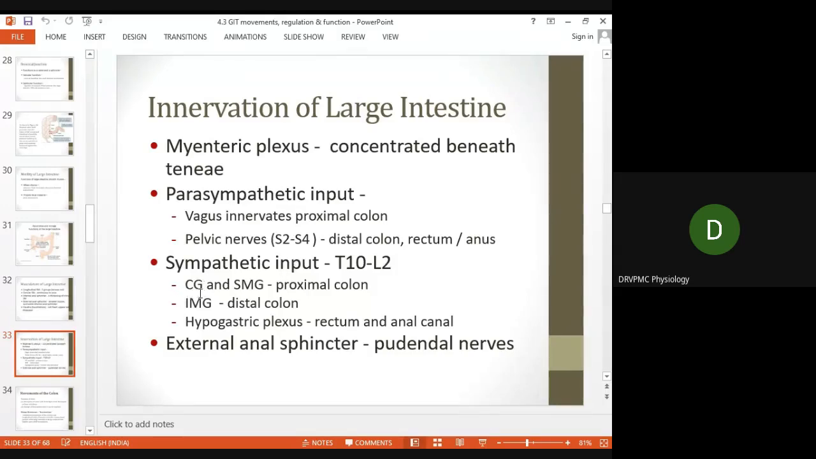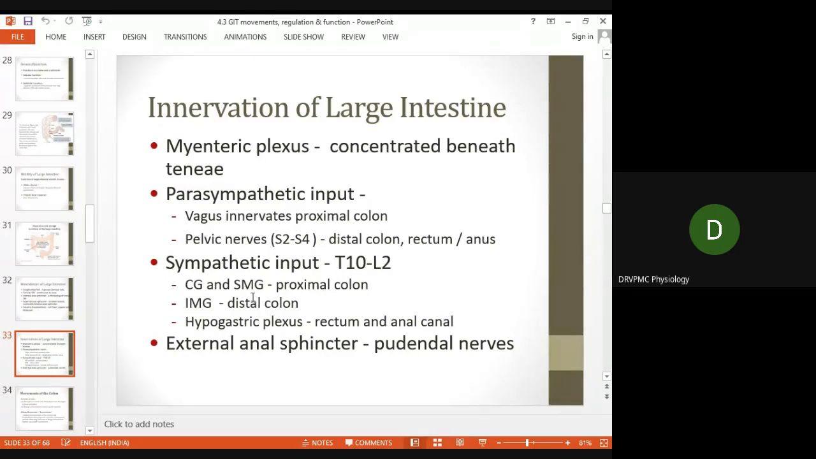There are two ganglia. T10 to L2 are responsible for innervation to the proximal colon, and the intermediate distal colon, and the hypogastric plexus is responsible for supply to the rectum and anal canal.